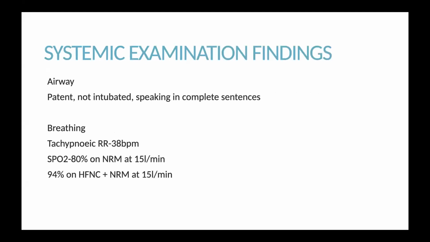Next. On the systemic examination, her airway was patent, and she was able to speak in complete sentences. Her breathing, she was a bit tachypneic with a respiratory rate of 38 breaths per minute. Her SpO2 was 80% on NRM at 15 liters. So that's where we made a decision to put her on high flow nasal cannula plus NRM, and her SATs improved to 94.